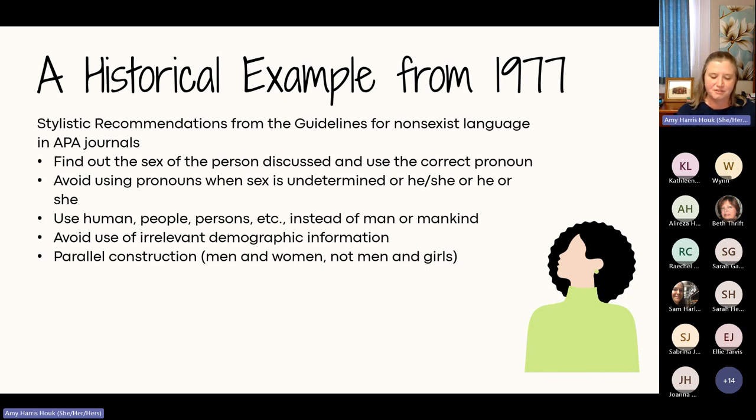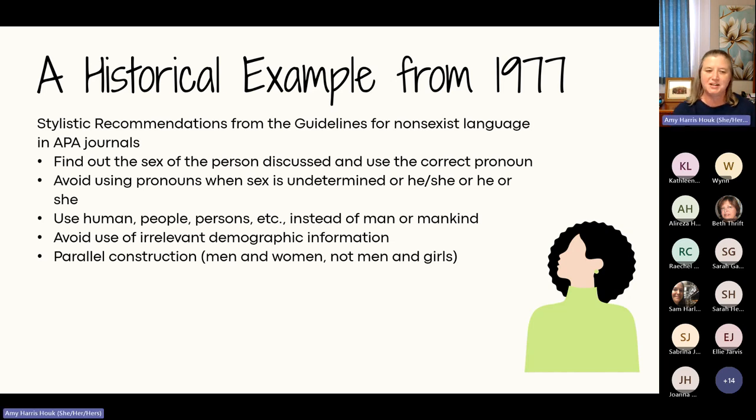It was a task force from the American Psychological Association. And some of their guidelines were things such as find out the sex of the person discussed and use the correct pronoun. Avoid using pronouns when sex is undetermined, or he/she, or he or she. Of course, they have since, in the 7th edition, used they as the correct pronoun if gender is unknown or unimportant to the sentence.